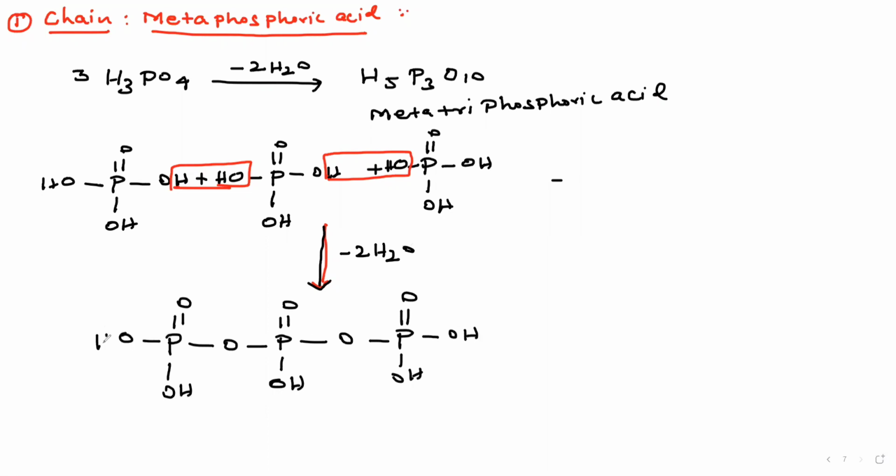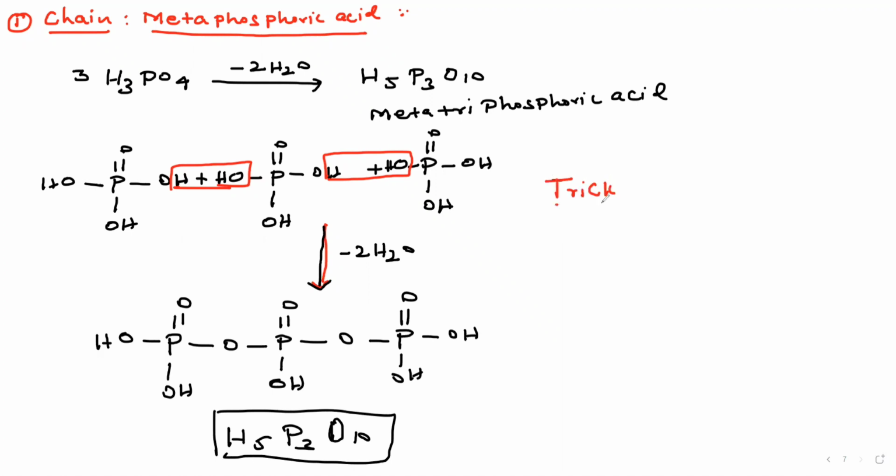Same, simple. Now, how many hydrogen atoms? 1, 2, 3, 4, 5. Therefore, H5. How many phosphorus? 3. How many oxygen? 1, 2, 3, 4, 5, 6, 7, 8, 9, 10. O10, right? Simple. What is the formula? H5P3O10. Sir, every time I go and write this way, I remove the water molecule and I get the formula. No, what is the simple trick?